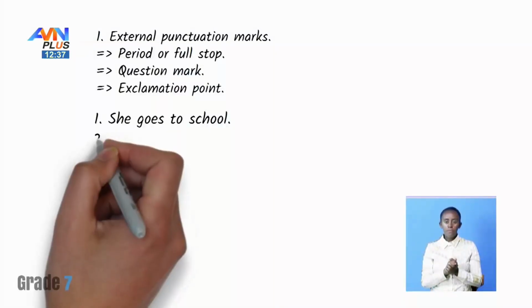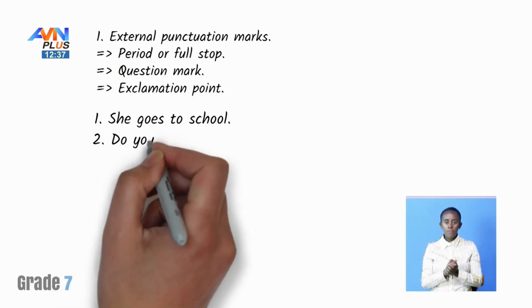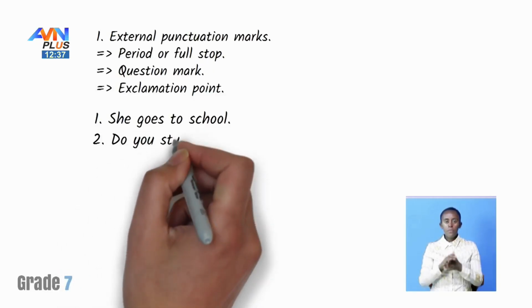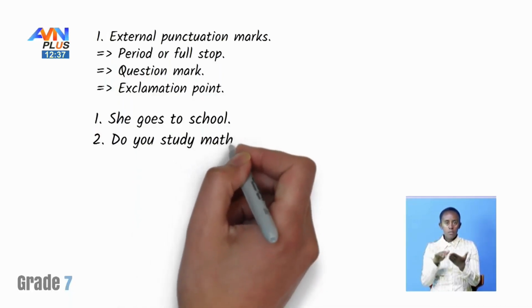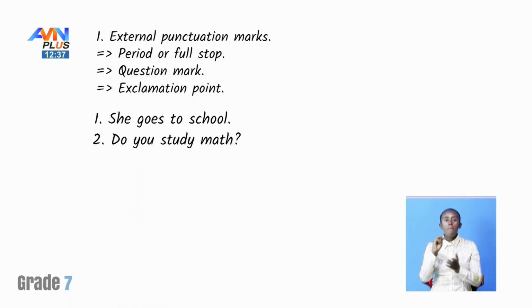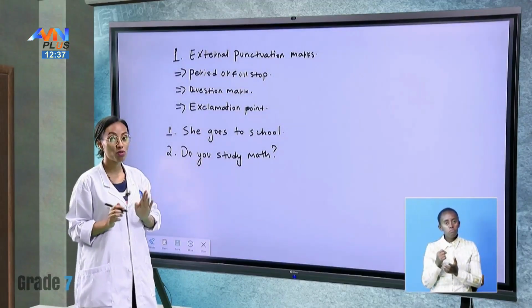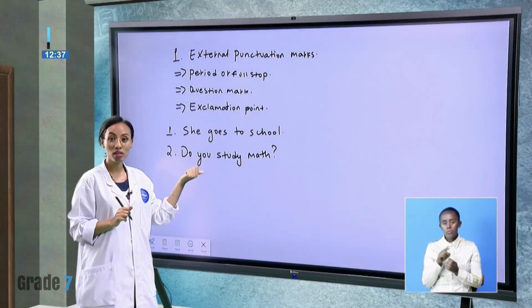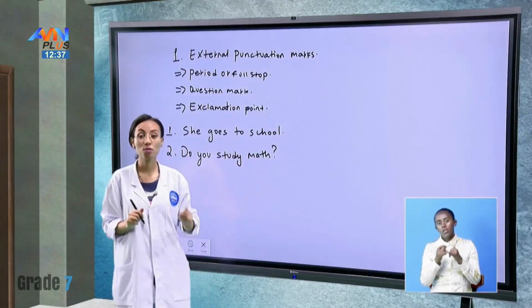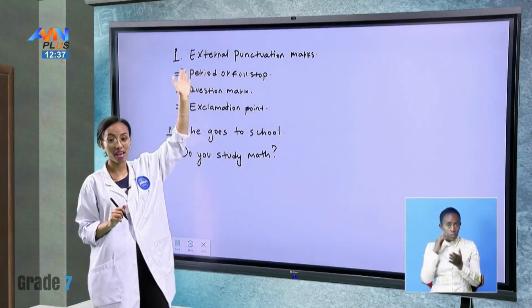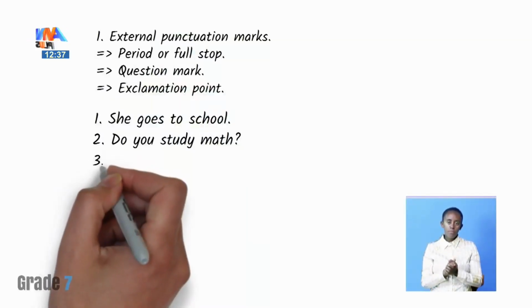Okay, another example. Do you study math? Question mark. Do you study math? So again, we have not used the question mark in the middle of the sentence. We used it at the end of the sentence. So if that is the case, it is what? An external punctuation mark.